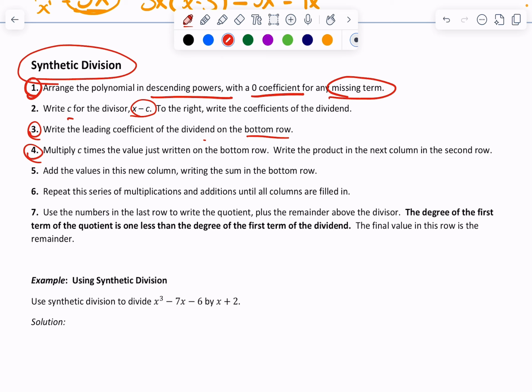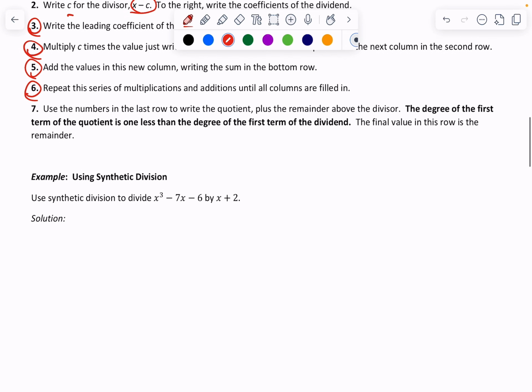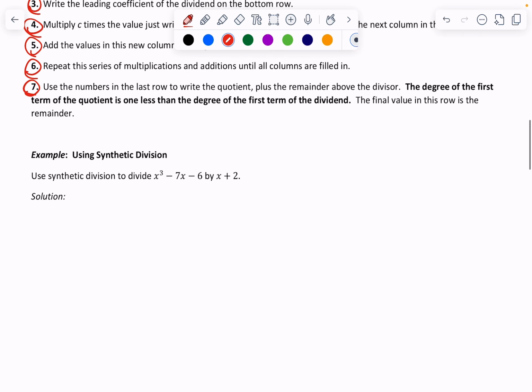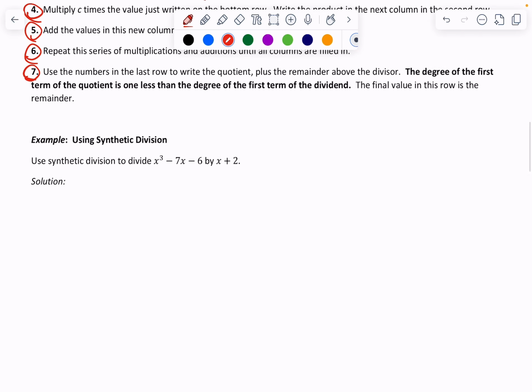And 5, add the values in this new column, writing the sum in the bottom row. 6, repeat this series of multiplications and additions until all columns are filled in. And 7, use the numbers in the last row to write the quotient plus the remainder above the divisor. Okay, so let's start this before, so that you can see what we're doing here.